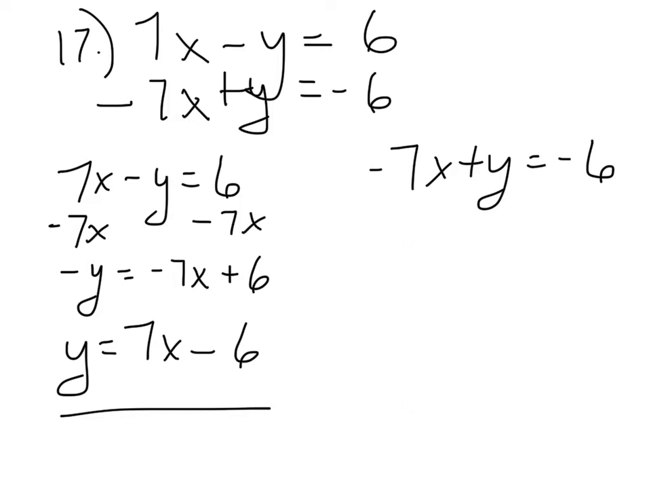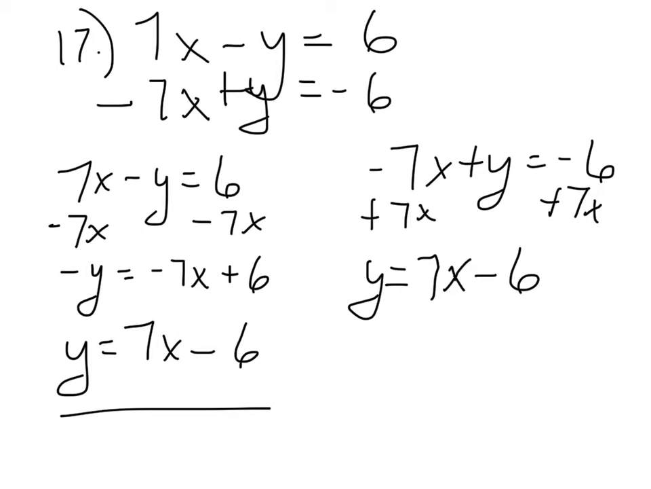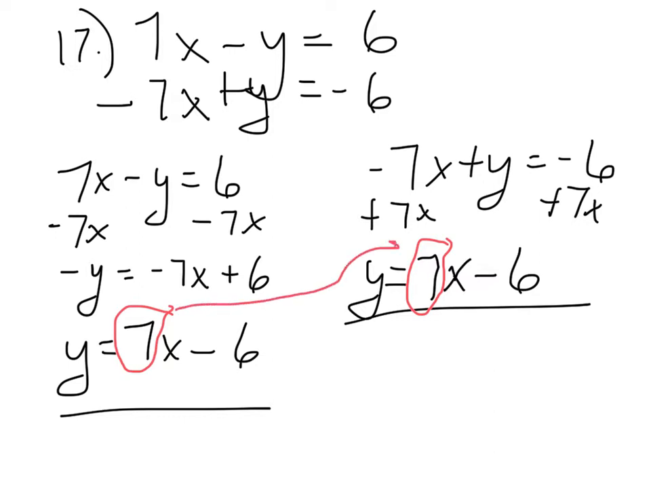Let's check out what this one does. If I add 7x to both sides, I get y equals 7x minus 6. As I look at these two equations, here's my slope for this one, 7, and here's my slope for this one. So I have two equations with the same slopes. The slopes are equal, but they have different y-intercepts.